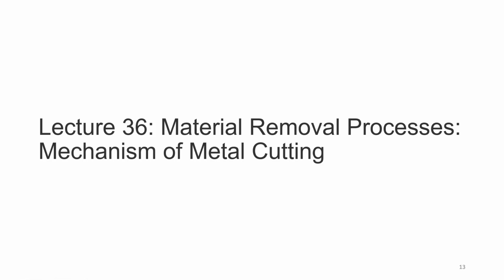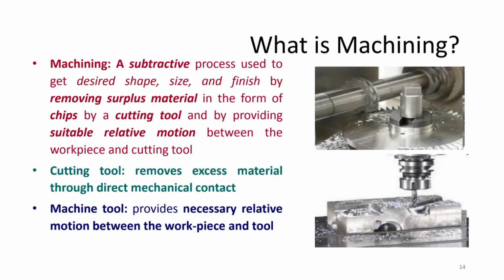Then we went through lecture notes. So first, what is machining? Machining can be described as a subtractive type of process which is used to get desired shape, size and finish by removing surplus material in the form of chips by a cutting tool, and by providing suitable relative motion between the workpiece and cutting tool.